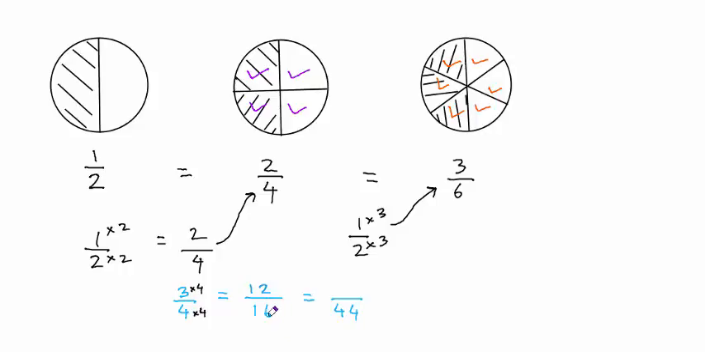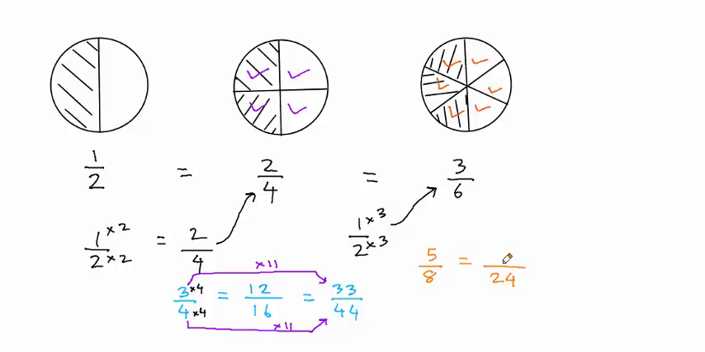But 16 times something is 44? So what do you multiply 12 with? Well, if you look at this 4 again, 4 times 11 is 44. And therefore, if you multiply 3 with 11, you get 33. 33 over 44 is equivalent to 3/4. And also equivalent to 12/16. They're all equivalent.